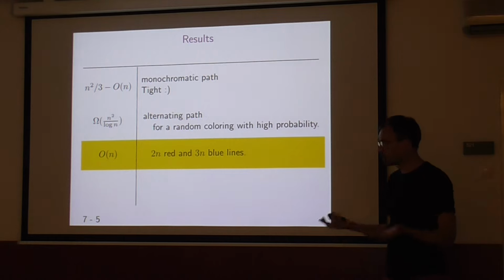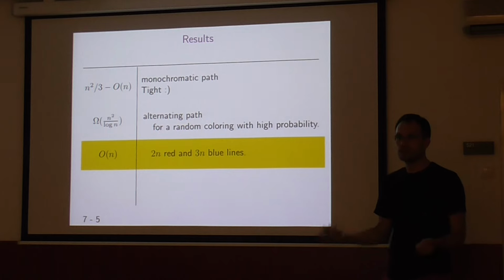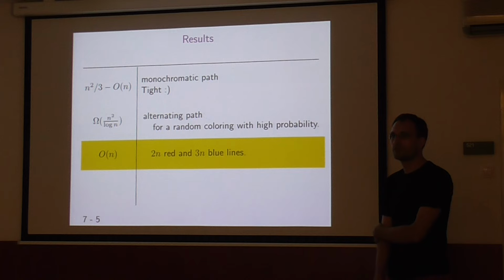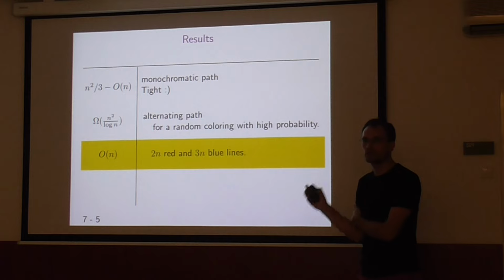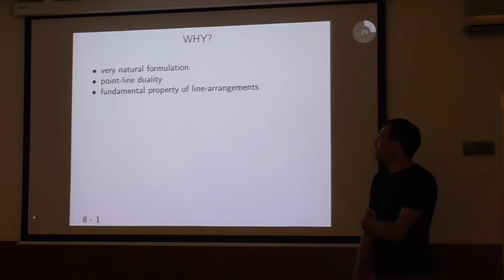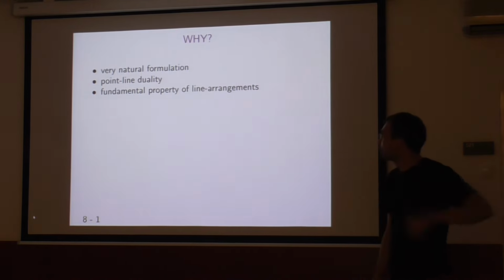So we would like to make it completely balanced, N red lines and blue lines, but we could not achieve this. And we also believe it's not possible. Questions for this? Okay, and for the rest of the talk I want to present you the key ideas of these three groups. First, why do we want to study this problem?